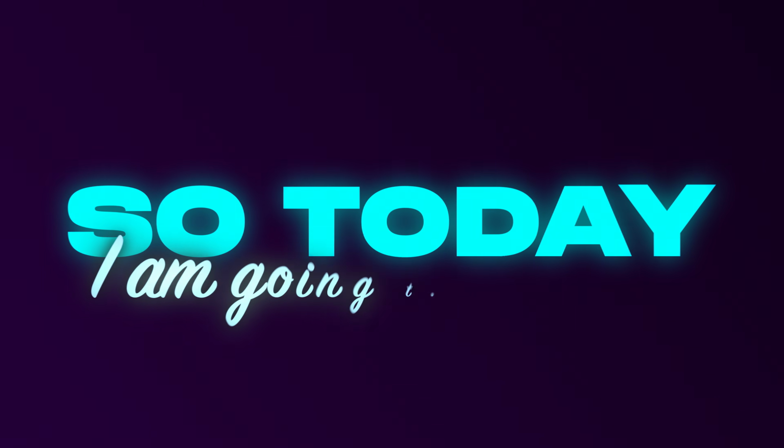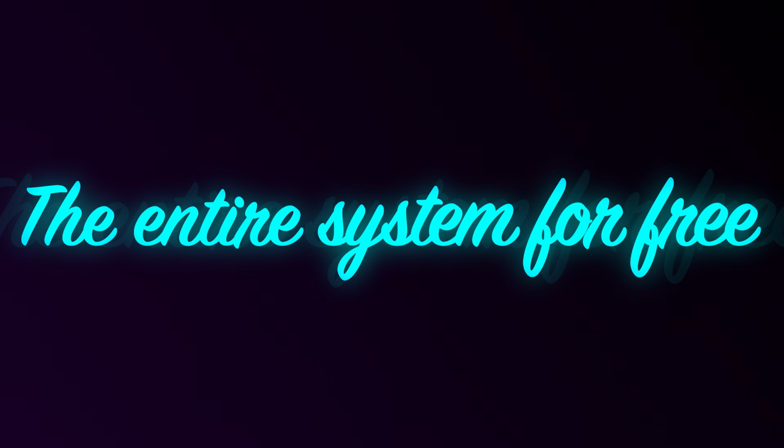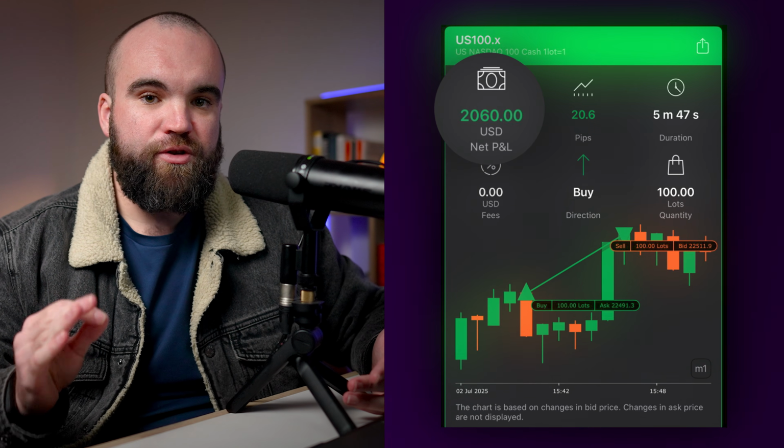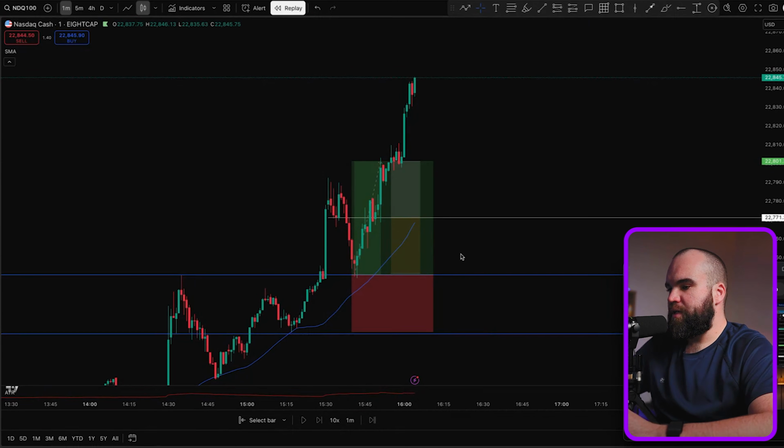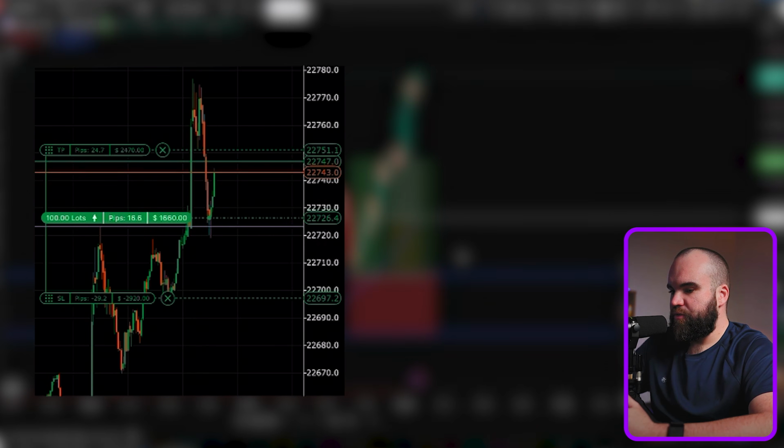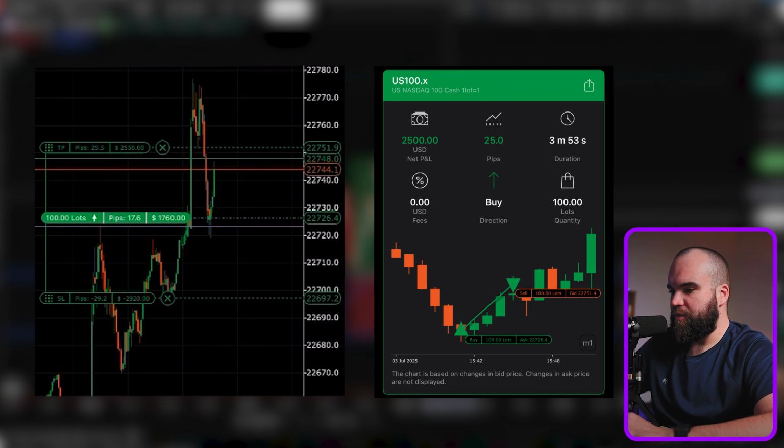So today I'm gonna give you the entire system for free, so you can go and start winning trades just like this one I took today, and eventually scale up and start to stack crazy amounts of profit as well. All right, so here's the trade I took literally right now. I'll insert a video of me executing it. I made $2,500 on this trade.